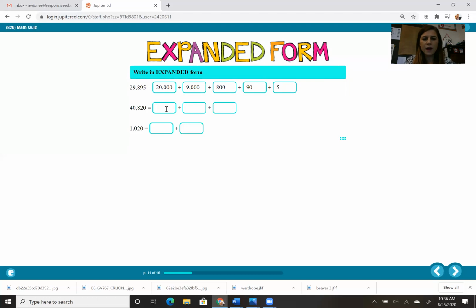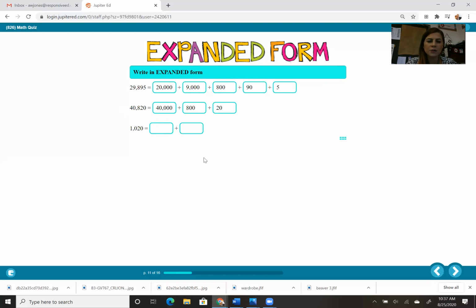Now let's move on to 40,820. The 4 is in the 10,000s place, giving it a value of 40,000. There is nothing in the thousands place value, so if there's nothing in a place value for expanded form, you would just add 0, and you can leave that blank. So we move on to the hundreds place value. There is an 8 in the hundreds place value, so it gives it a value of 800. And there is a 2 in the tens digit, so it has a value of 20. So if you add these all together, it will give you the number 40,820.